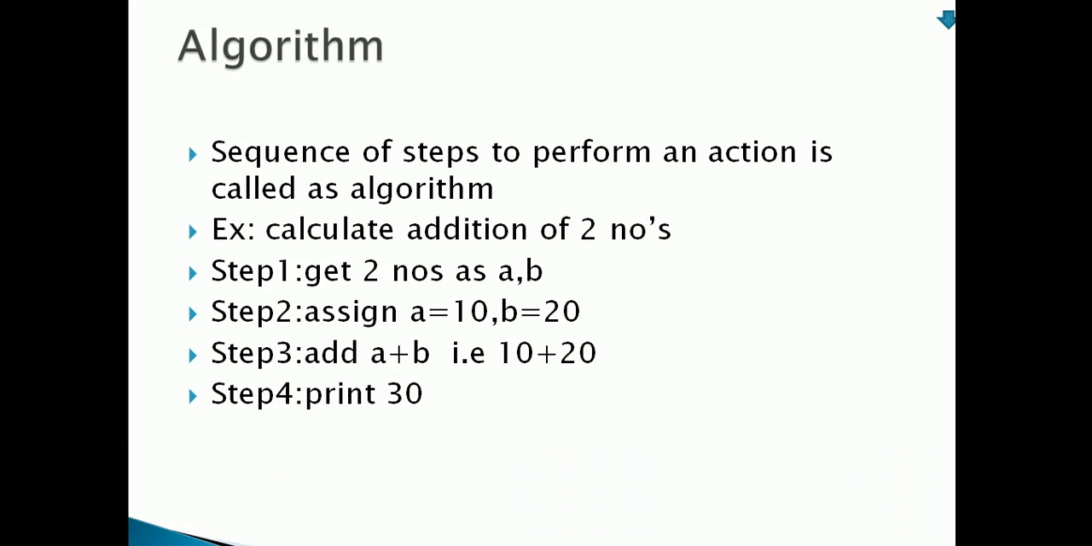Right, now first of all, what is meant by algorithm? An algorithm is nothing but a sequence of steps to perform an action. For example, if I want to calculate the addition of two numbers, what is step 1? Get two numbers as a and b. Step 2, assign a equals 10, b equals 20. Step 3, add a plus b, that is 10 plus 20. Now the output will be 30. That means a sequence of steps to be followed when you perform an action is called an algorithm.